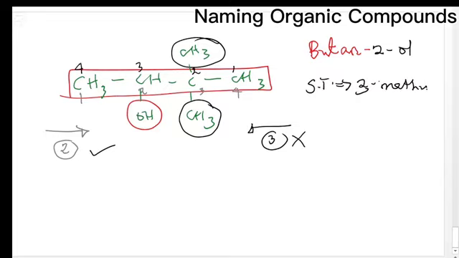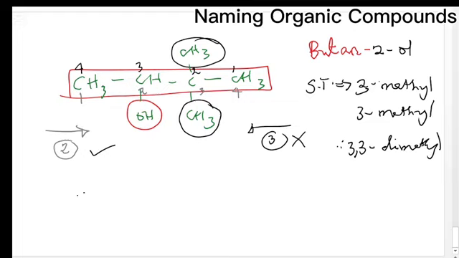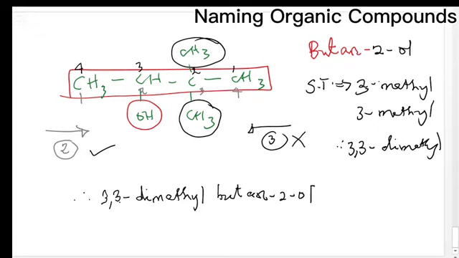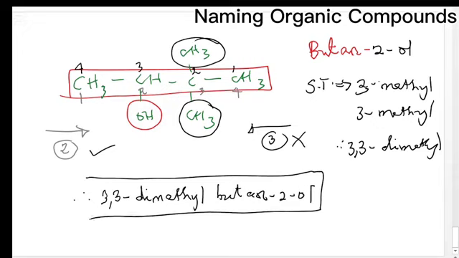The other one is also a 3-methyl. So this becomes 3,3-dimethyl. So the name of the compound now becomes 3,3-dimethylbutan-2-ol. This is the name of the compound. Is that okay?